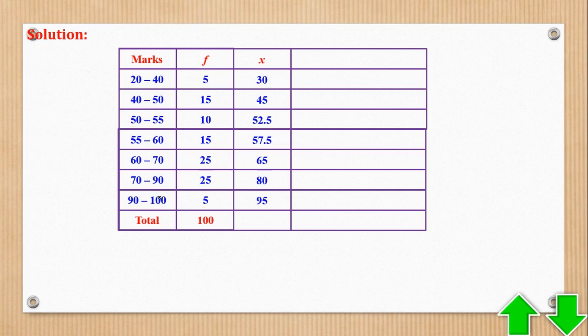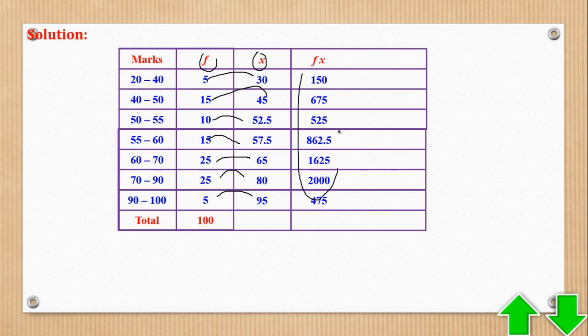Okay, now that I've got the column of F and the column of X, we can get the column of Fx because they ask for mean. So Fx, this times this gives you 150. This times this gives that, for each row. Then we need to add up all these values, and when we add up, we shall come up with a total which we shall put here.